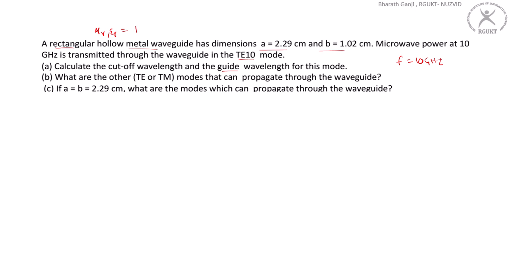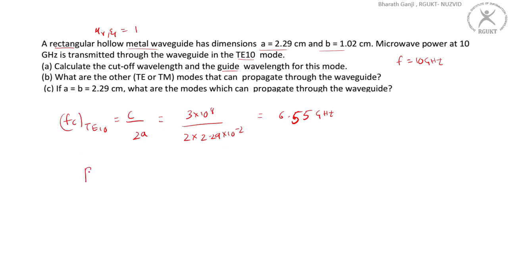So the cutoff frequency here for TE10 mode is C divided by 2A. So it is 3 into 10 to the power of 8 divided by 2 into 2.29 into 10 to the power of minus 2, which is 6.55 gigahertz.